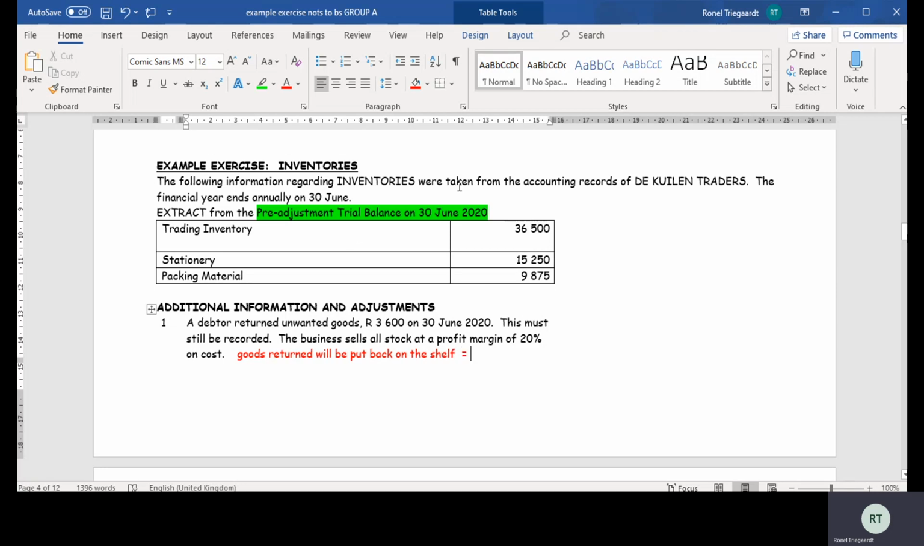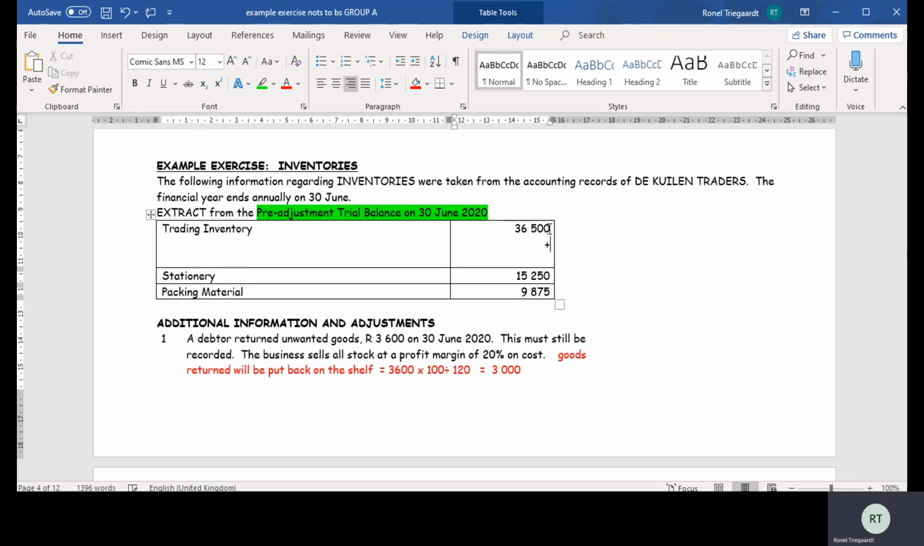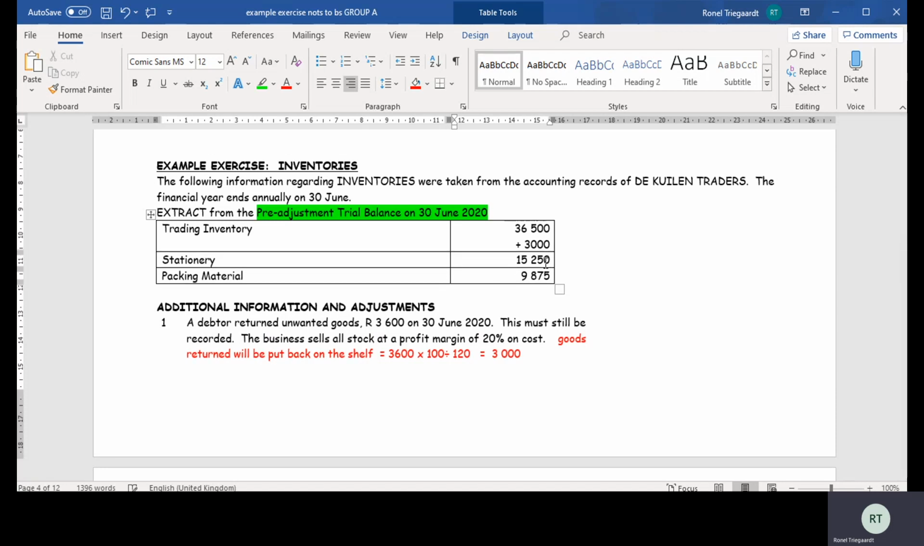So what are we going to do? Our calculation is going to be 3,600 times 100 divided by 120. See, there's a margin there. Are you all right with that? So what is the cost price of the goods that are returned? That gives you 3,000 Rand. So according to our books at this stage, trading inventory is supposed to be 39,500. Are you fine with this? That is what we have on our system, but we must still check it against what we really have. Are you all right with this, people?